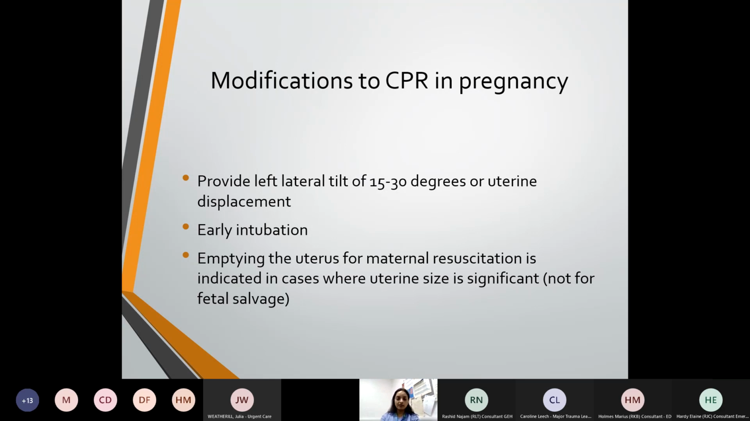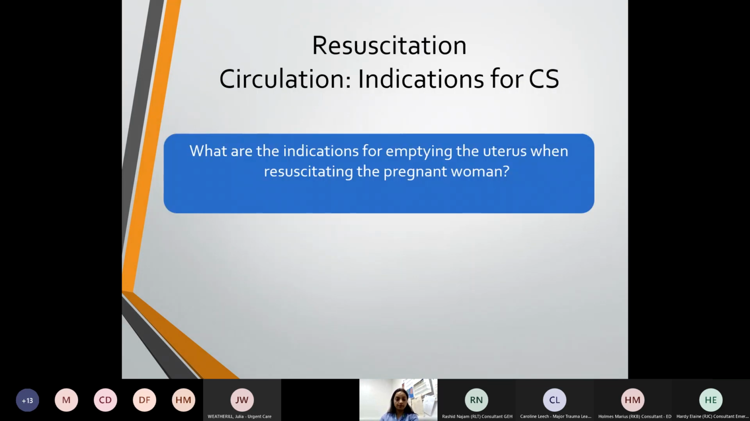This is not for the sake of the baby, so you're not considering what the gestation is or whether the baby is going to be viable. We are talking about when we are worried about the mother and you want to improve the outcome for the mother. You may need to do what we call a perimortem cesarean section, which unfortunately I've had to do on one occasion in my career. It's really not where you want to be, but it does happen, and it's something that we need to learn in theory, at least, so that we are prepared for the worst.